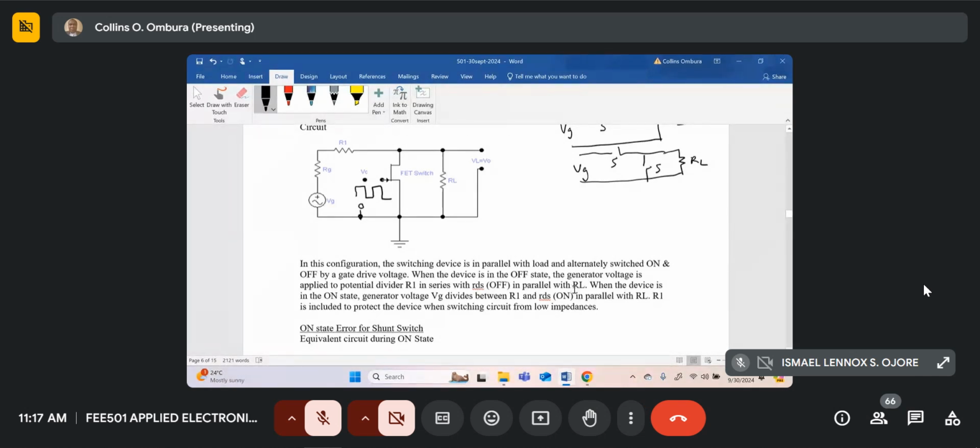I'll just explain. Let me just read this first. When the device is in the off state, the generator voltage VG divides between R1, RDS off in parallel with RL. And I've said that R1 is included to protect the device when switching from a low impedance.